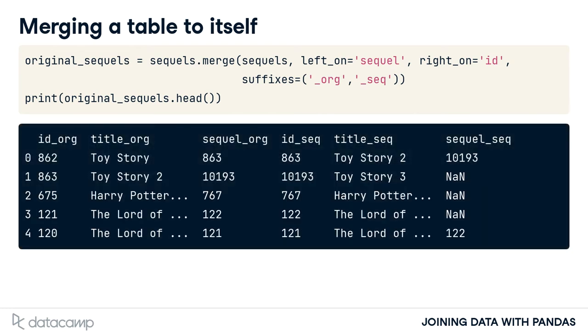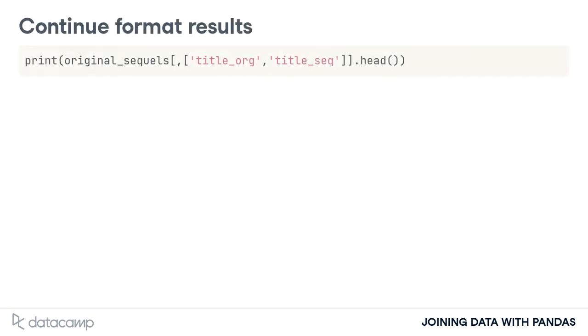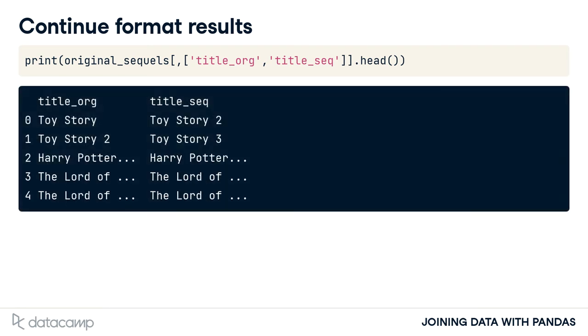When we look at the results of the merge, the title_org and title_seq list the original and sequel movies respectively. Here, we listed the original movie and its sequel in one row. Now that we have our result table from the merger, we could select only the title_org and title_seq columns. We can see that we have successfully linked each movie to its sequel.